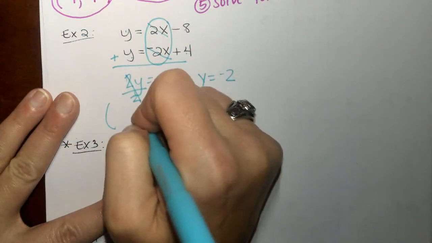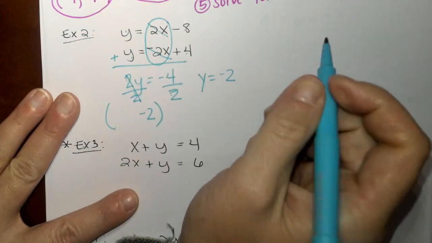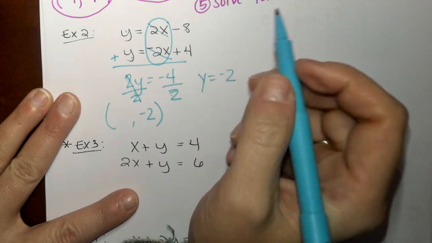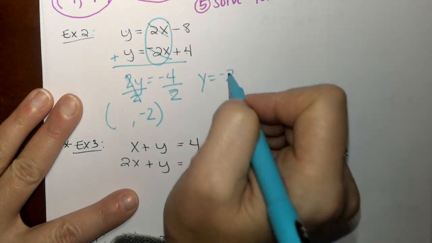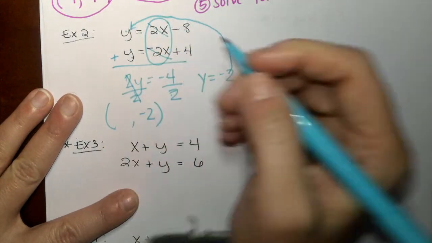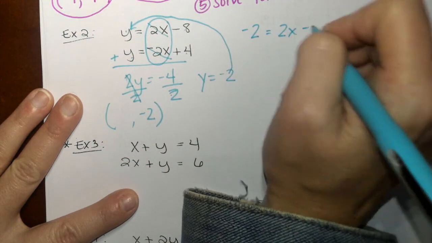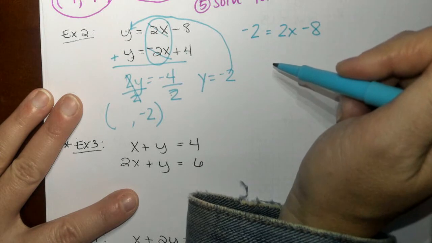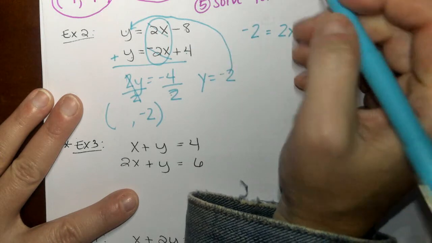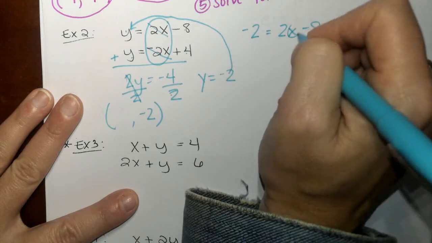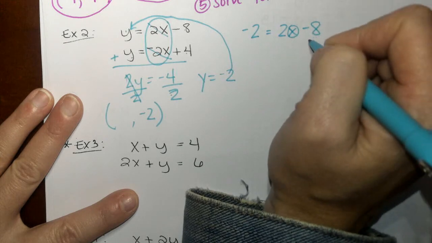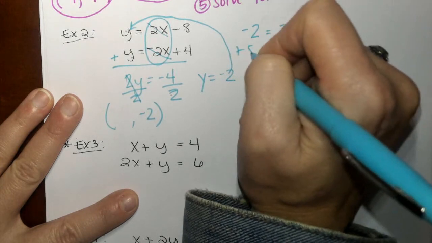So now we know the y of our coordinate pair. Plug that y back into the top equation. So negative 2 equals 2x minus 8. Got to plug it in for the y because that's what it is. So now we're trying to get the x by itself. We're going to add 8 to both sides.